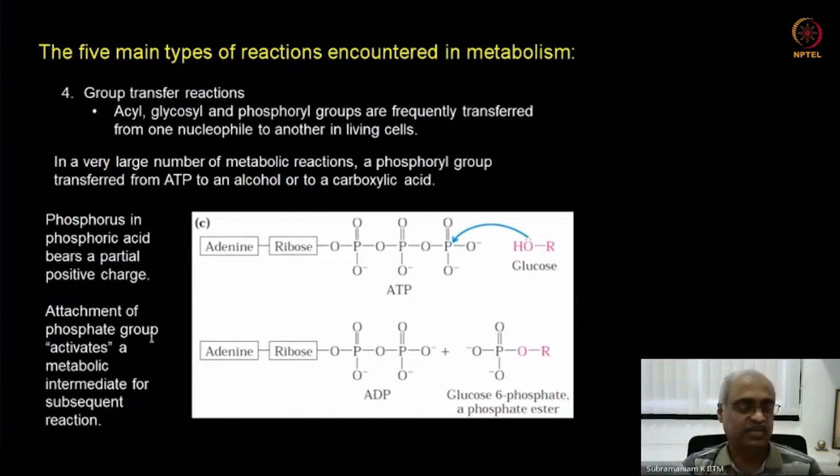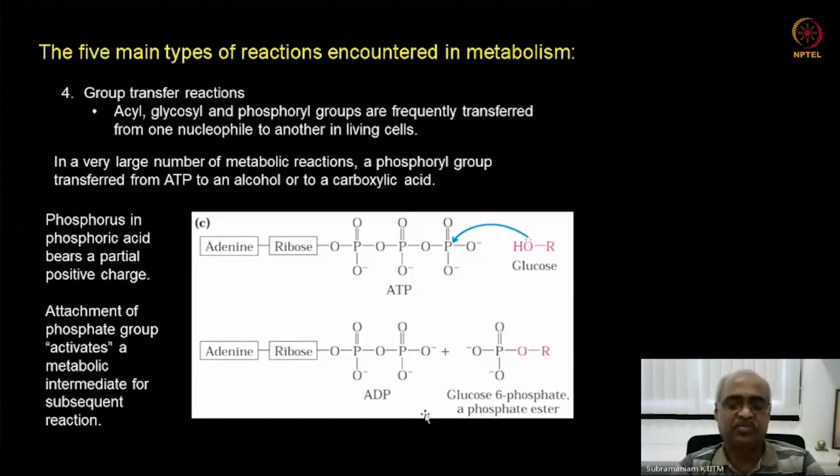So attachment of a phosphate group activates a metabolic intermediate for subsequent reaction. And that is one. And second, these phosphorylated carbohydrates are highly hydrophilic and membranes don't have transporters for them, so the carbohydrates are now trapped inside the cell. They don't readily get out of the membrane, whereas glucose can. There is a transporter for glucose, and glucose can readily get out of the plasma membrane, whereas glucose 6-phosphate will not.